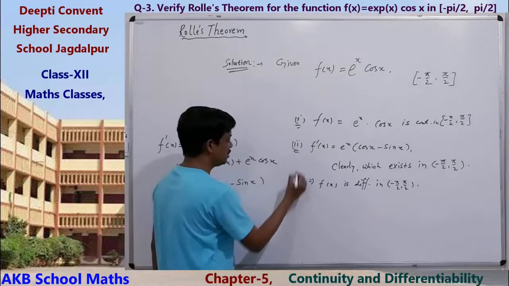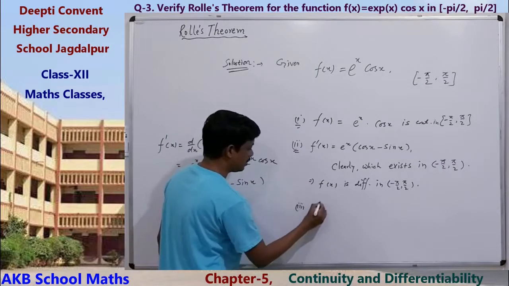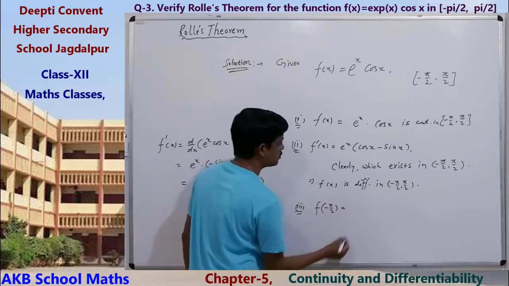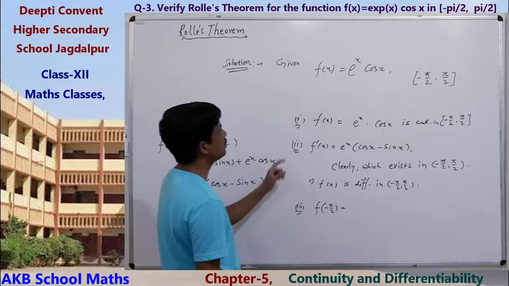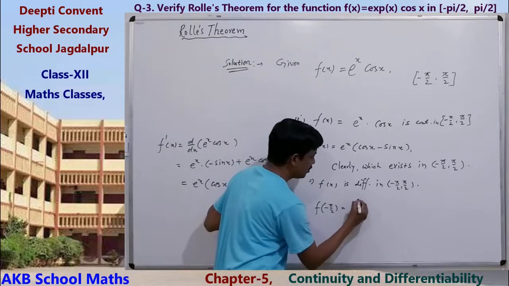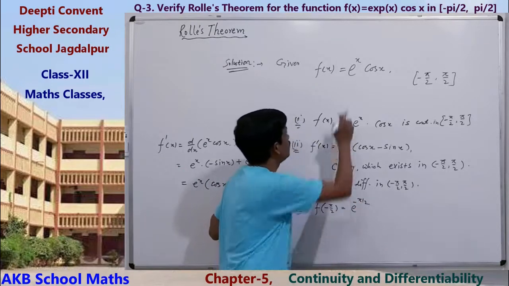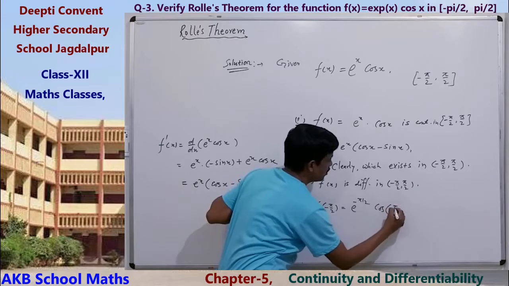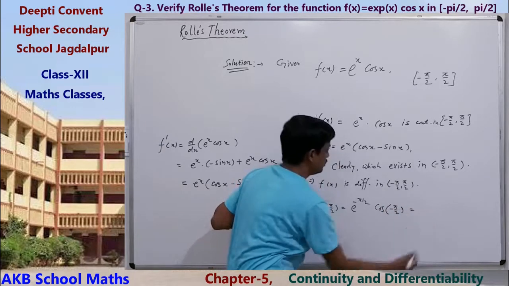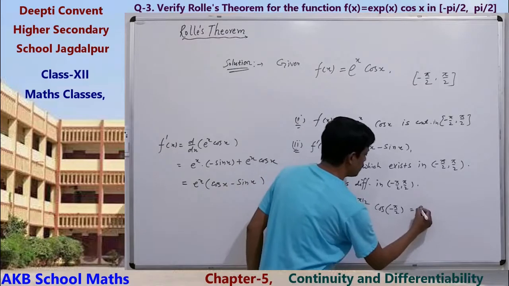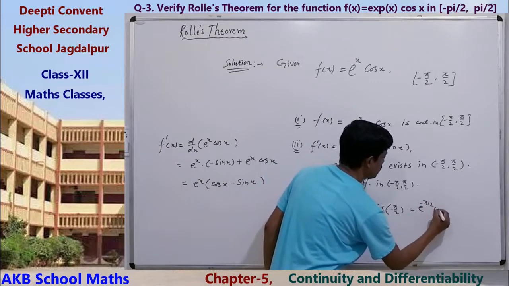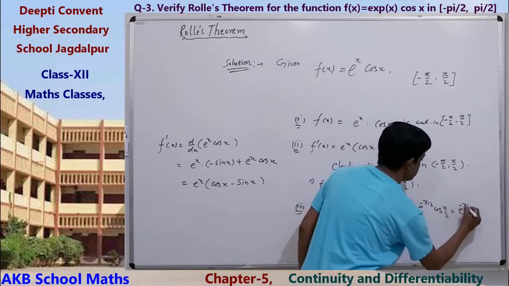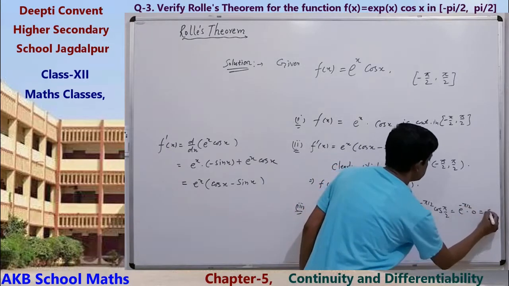Third condition, f minus pi by 2 equals what? E to the power minus pi by 2 in place of x, e to the minus pi by 2, and cos minus pi by 2 equals what? E to the power minus pi by 2 cos pi by 2. Cos 90 equals 0. So e to the power minus pi by 2 into 0 equals 0.